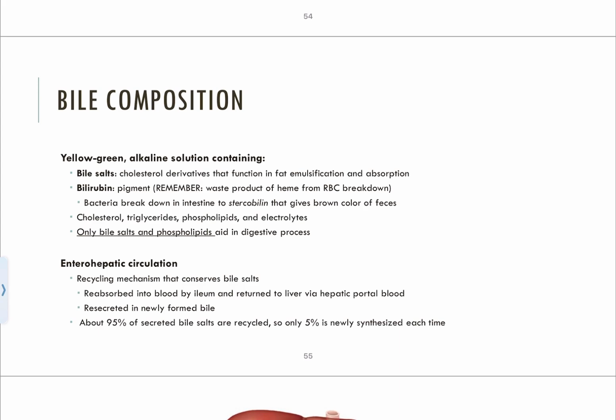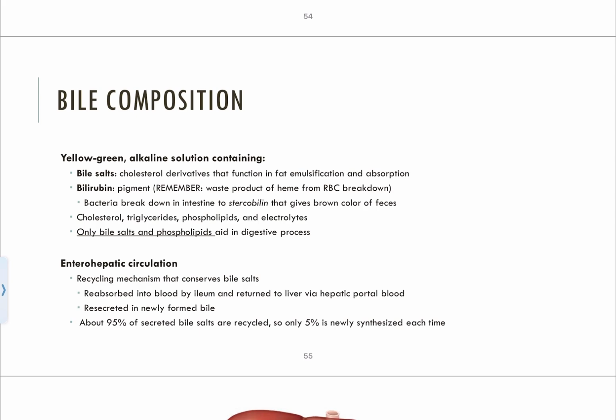So, enterohepatic circulation, it's a recycling mechanism. It's really important because it's going to help conserve the bile salts that we are using to help break these things down. So, when we're talking about the enterohepatic circulation, we're talking about reabsorbing these bile salts into the blood by the ileum and returning them to the liver via the hepatic portal vein or blood. So we're going to resecrete them into the newly formed bile.